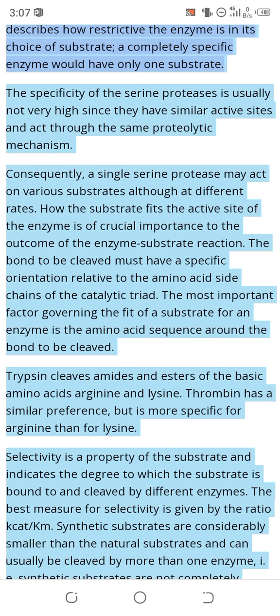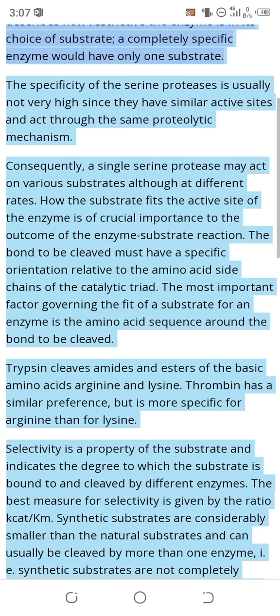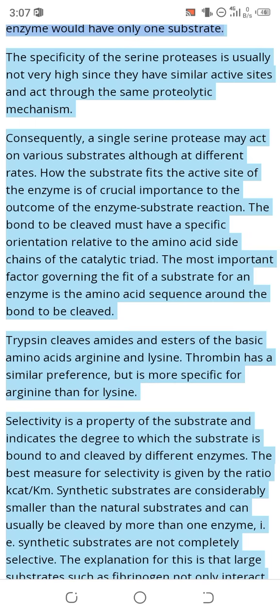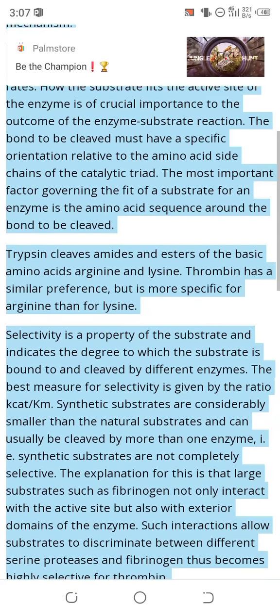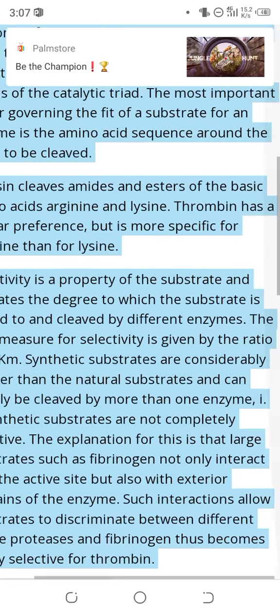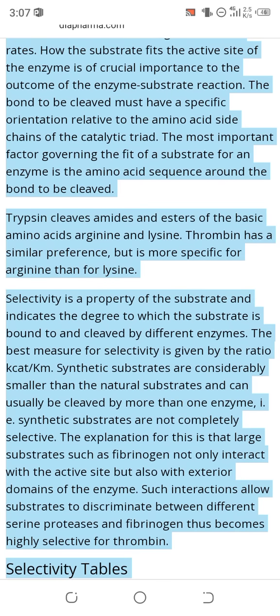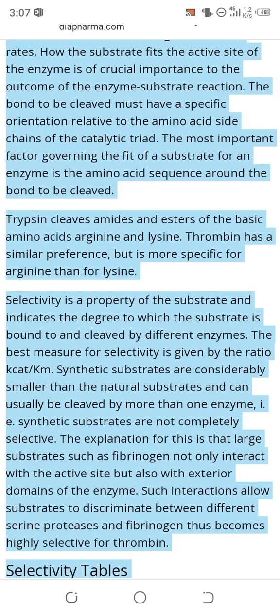How the substrate fits the active site of the enzyme is of crucial importance to the outcome of the enzyme-substrate reaction. The bond to be cleaved must have a specific orientation relative to the amino acid chains of the catalytic triad. The most important factor regarding the fit of a substrate for an enzyme is the amino acid sequence around the bond to be cleaved.